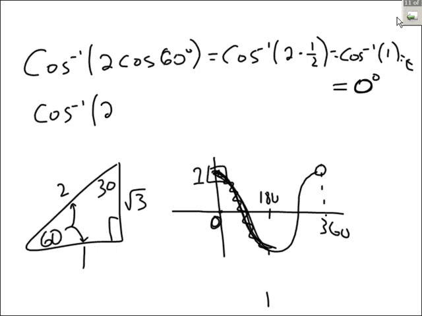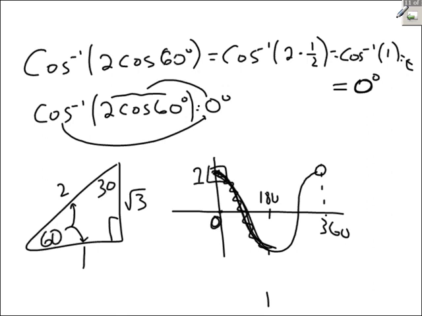The cosine inverse of 2 times the cosine of 60 degrees is equal to 0 degrees. That is, the cosine of 0 degrees, which is 1, is equal to 2 times the cosine of 60. Remember, cosine of 60 is a half. 2 times a half is 1. That is, what's in these brackets is really 1. Cosine of 0 degrees gives us 1. So the answer is 0 degrees.